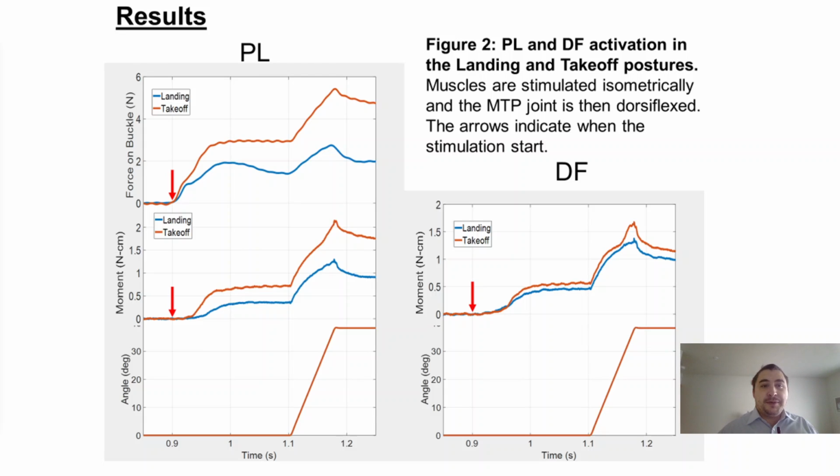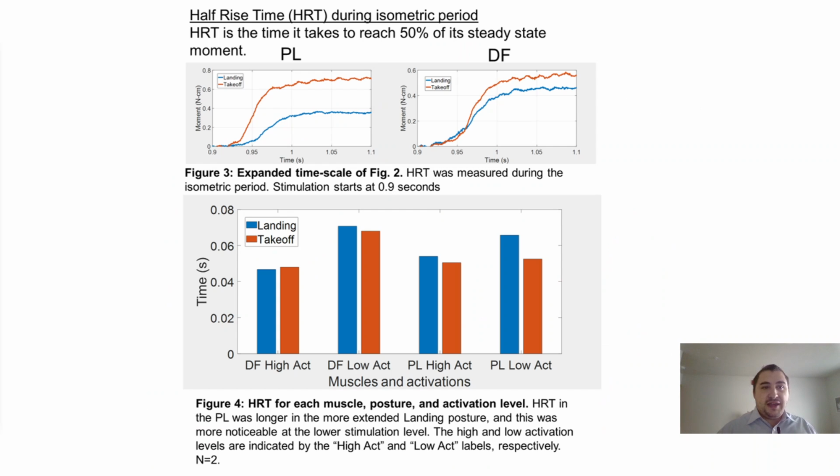This is what a typical trial looks like for the force and moments generated by the muscles. We can see that during the initial isometric period, the force and moment increase after the stimulation starts and increase substantially during the rotation of the MTP joint. This data allows us to determine the half-rise time of the isometric period, which is the time it takes to reach half of the steady state of the moment.